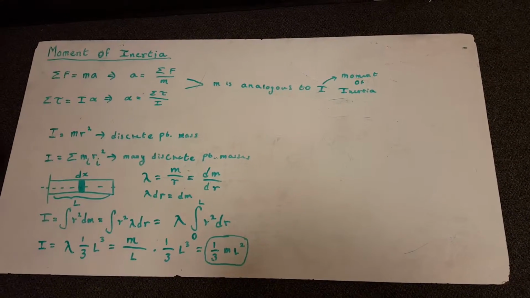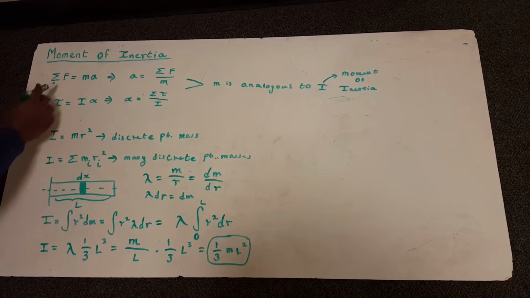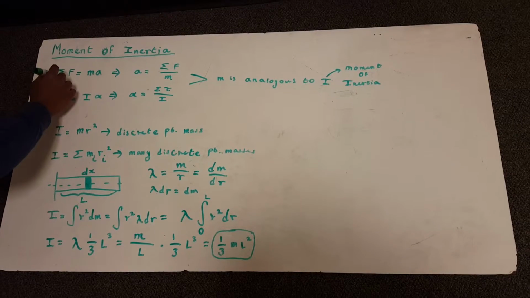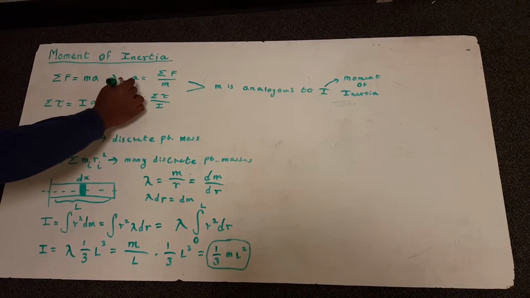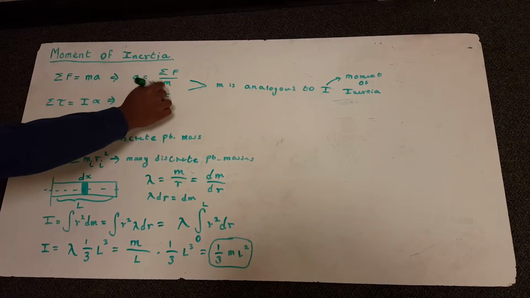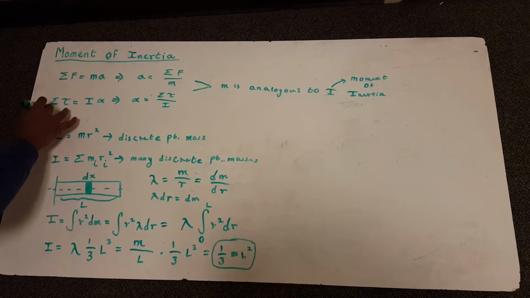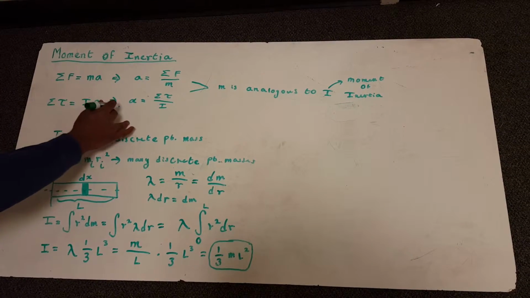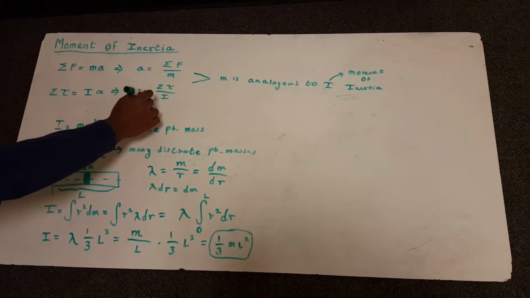So in order to define moment of inertia, we have to compare sigma F to sigma torque. We know that the sum of the forces is equal to ma, and we can rewrite that as acceleration equals the sum of the forces over the mass. Now, we already know that sigma torque is equal to I alpha, which can be written as alpha equals sigma torque over I.